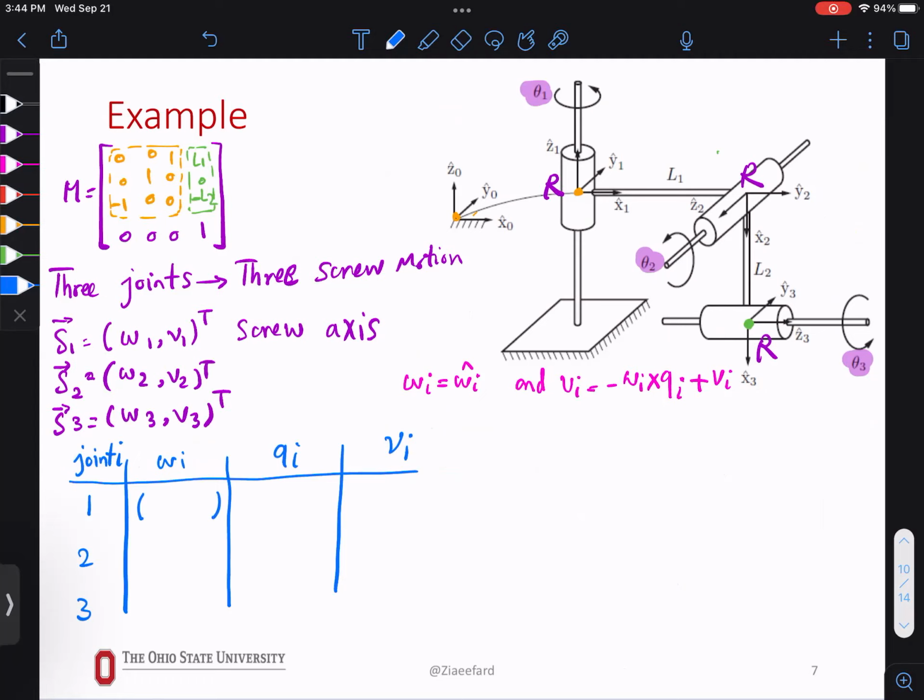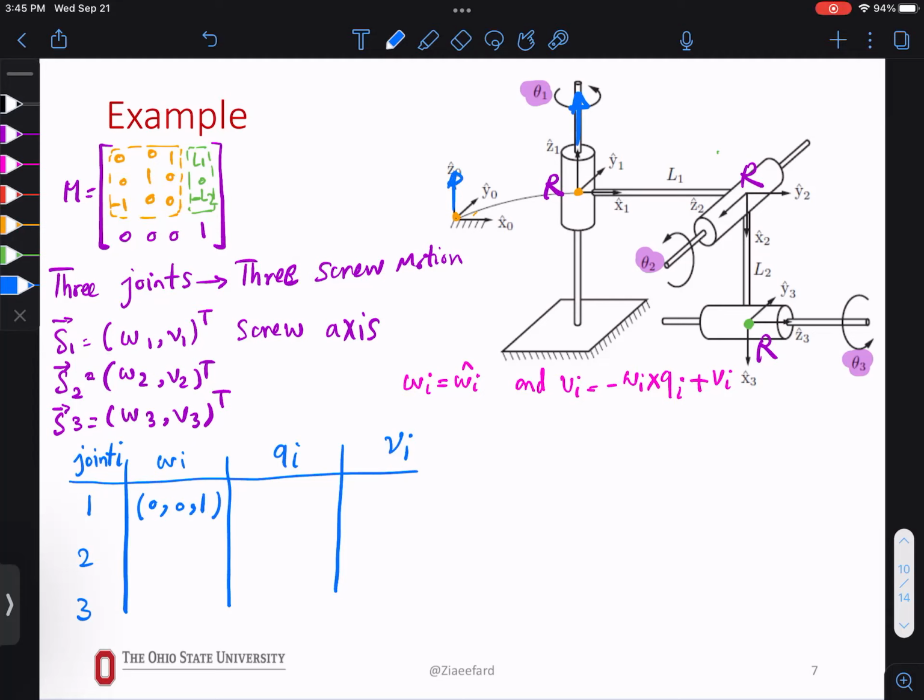So for the first joint, what is your omega 1? It's measured in your base frame. Basically, find the rotation axis and tell me the direction of that in your base frame, in your fixed frame, frame 0. I think you said 0, 0, 1, because this is the axis of rotation and is in the same direction. It doesn't have any component anywhere else. 0, 0, 1.